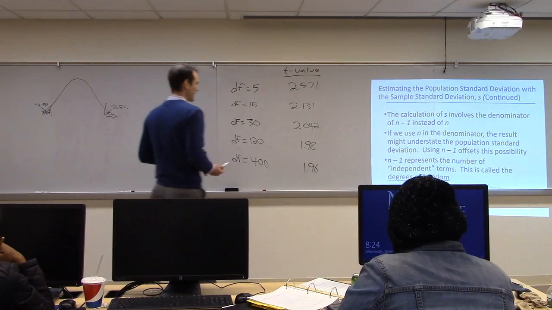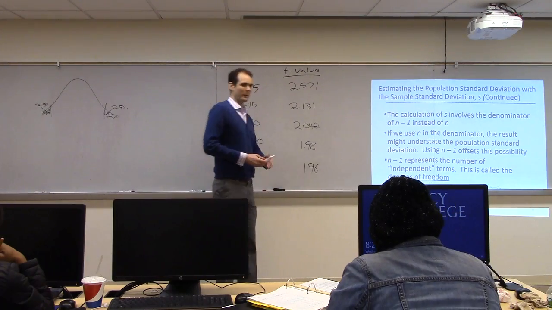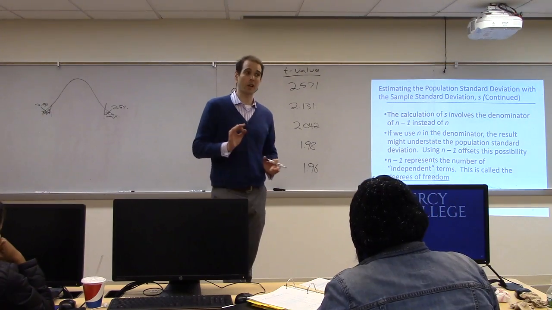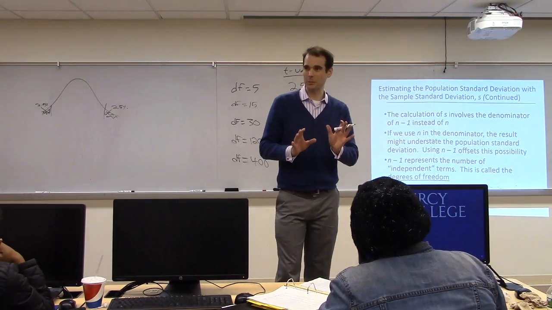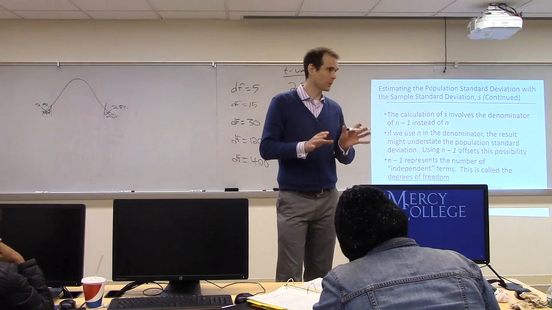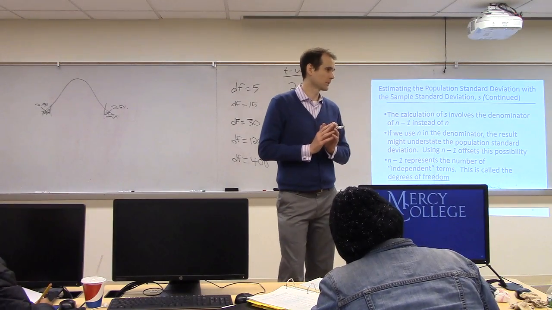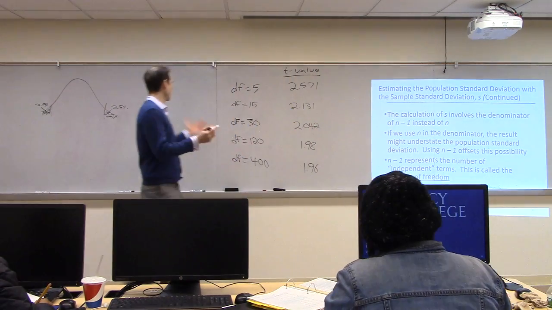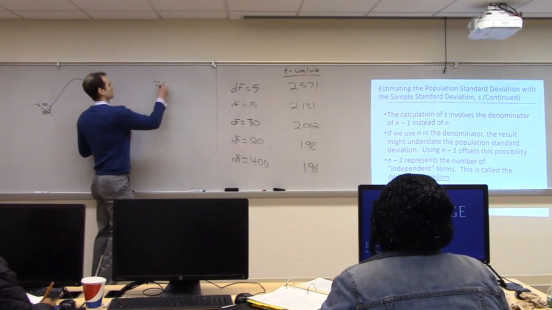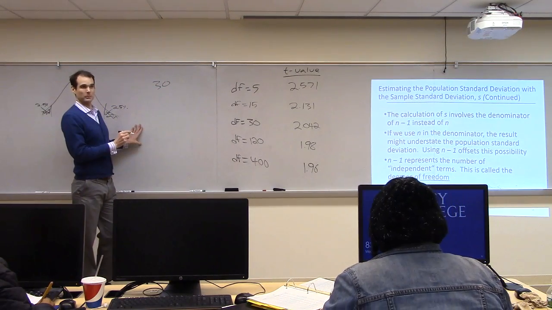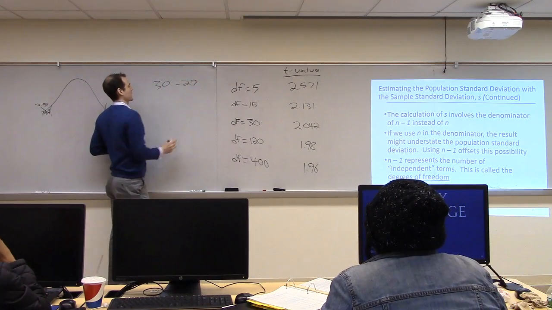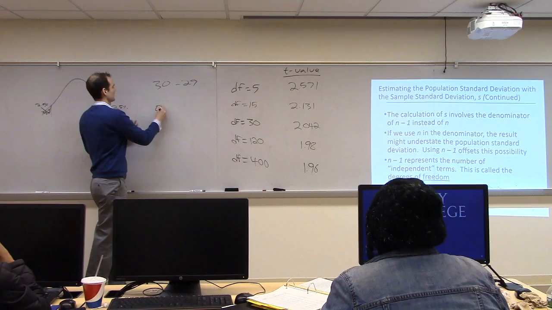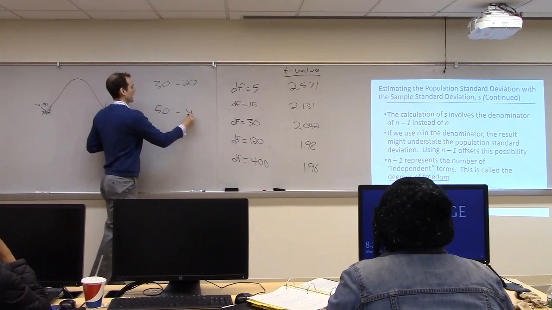Alright, now this n minus 1 will be specifically what we'll call our degrees of freedom. Remember I said think of it roughly as sample size, but it's actually n minus 1. So if we have a sample of 30, what is our degrees of freedom? 29. 29, exactly. We have a sample size of 50, degrees of freedom is 49.